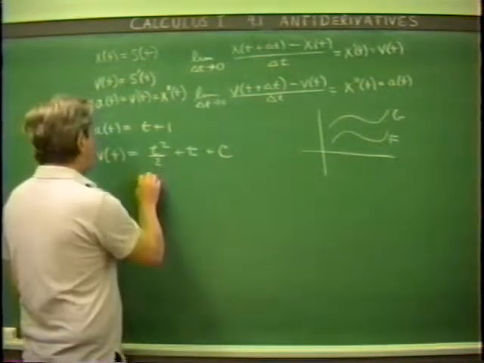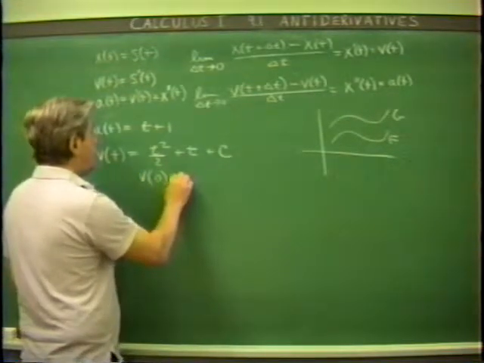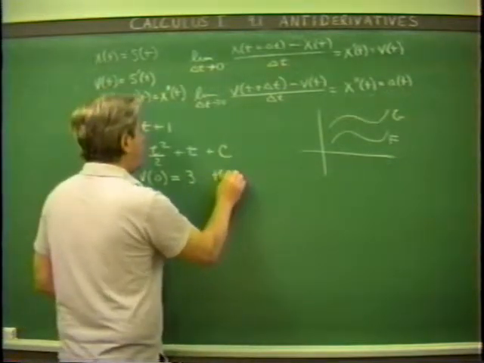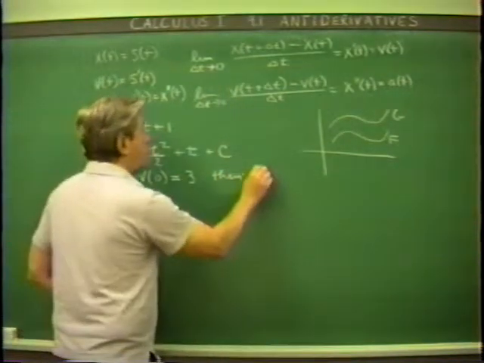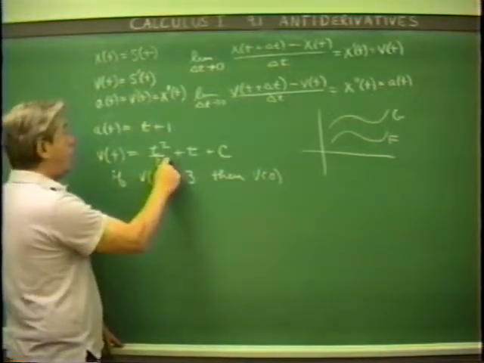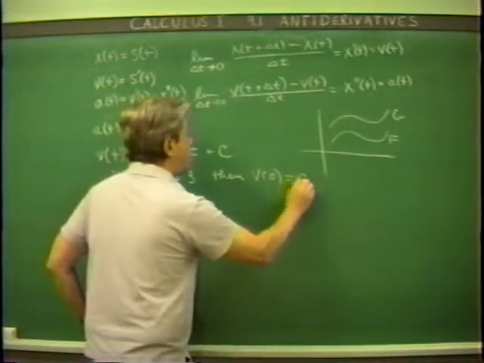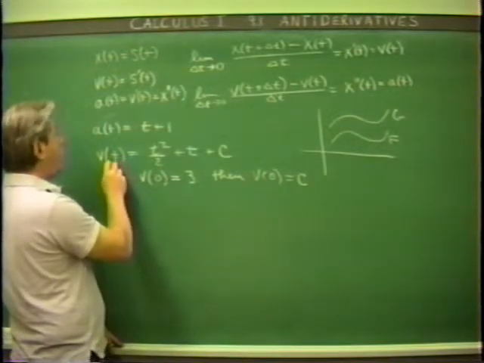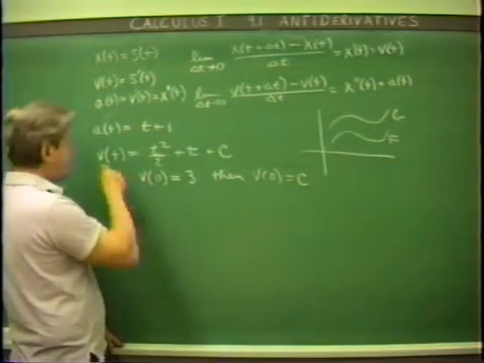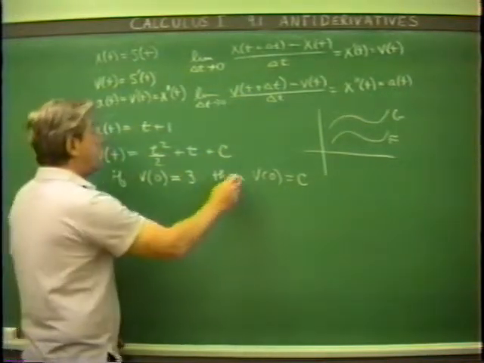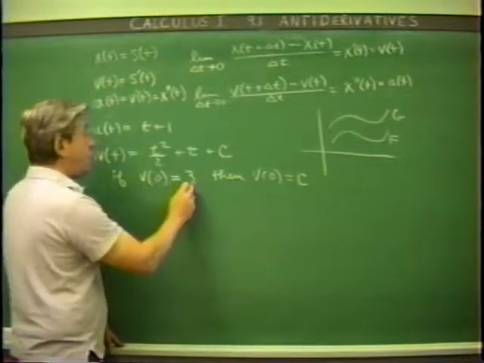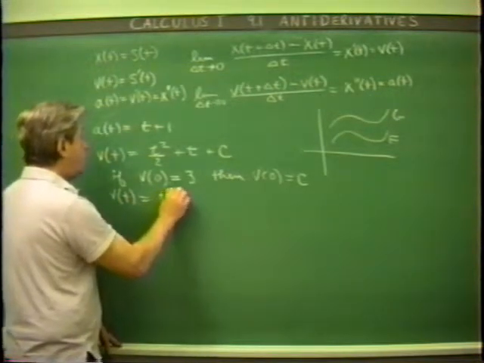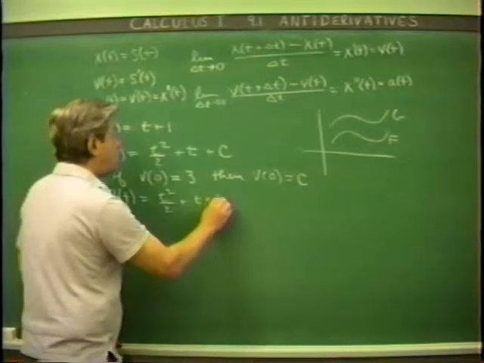Now, let's suppose, for example, that the velocity at time 0 was equal to 3. Then v of 0, if we put 0 in here, we get c on this side. It's not always the case that putting a number in here is going to give you the number c, but in this case it does. So then we know that c is equal to 3, and so the general velocity here at any time t would be t squared over 2 plus t plus 3.